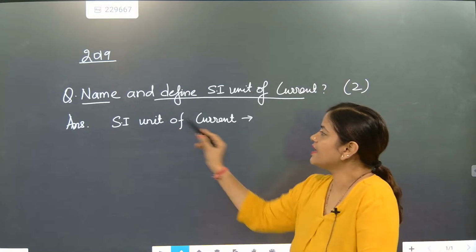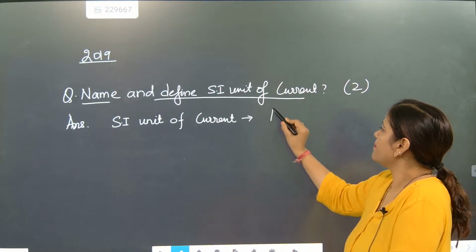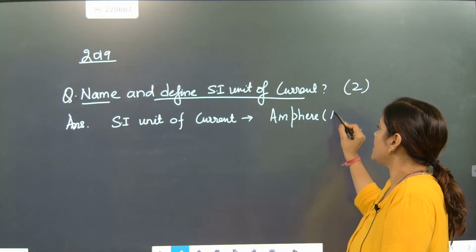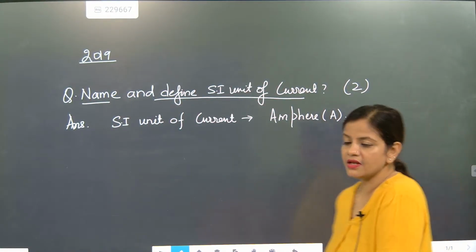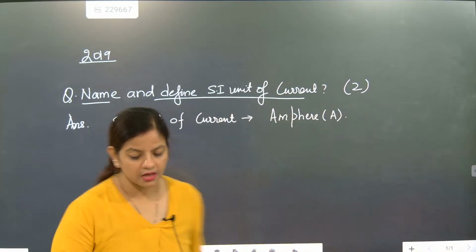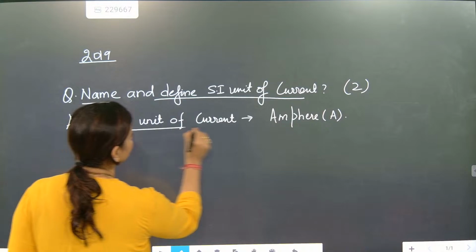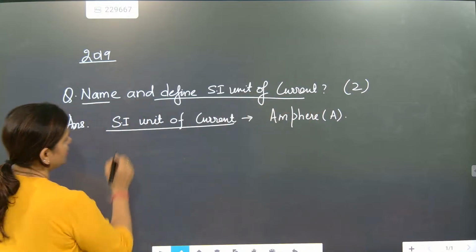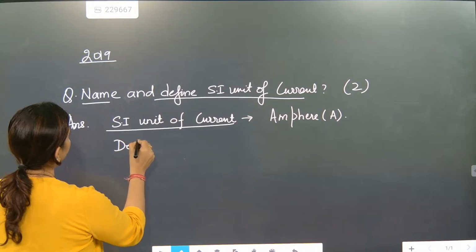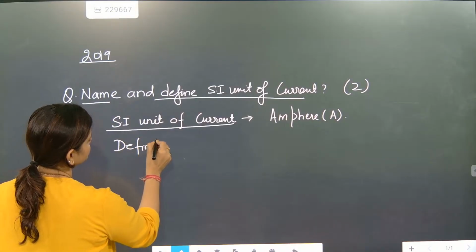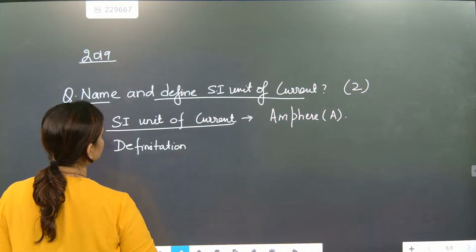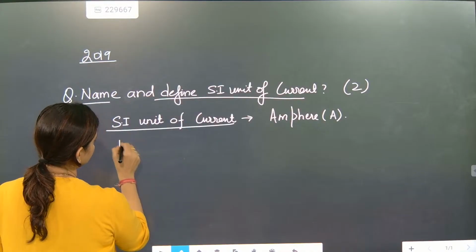Now, beta, SI unit of current is what? Ampere. Keep the spelling correct. And then you write A. This is ampere and A. So you write: SI unit of current is ampere, A. After that, you leave one line gap and then you write the definition. Understood? So, definition.